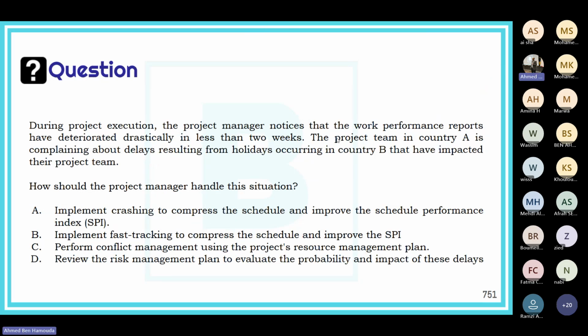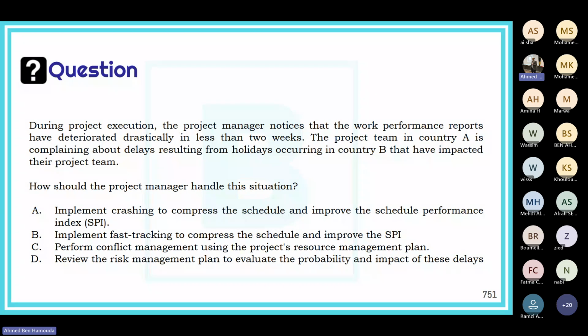During project execution, the project manager notices that the work performance reports have deteriorated drastically in less than 2 weeks. The project team in country A is complaining about delays resulting from holidays occurring in country B that have impacted their project team. How should the project manager handle this situation? Implement crashing to compress the schedule and improve the schedule performance index. Implement fast tracking to compress the schedule and improve the SPI.